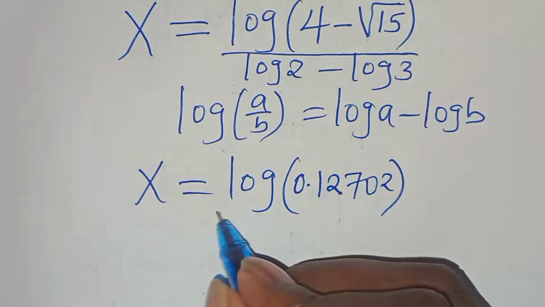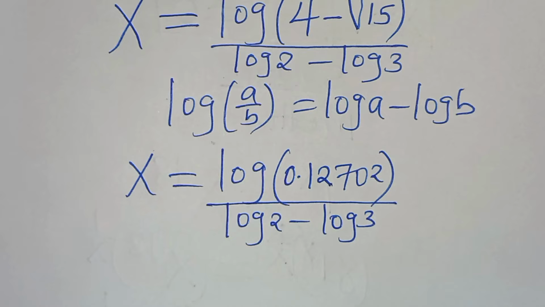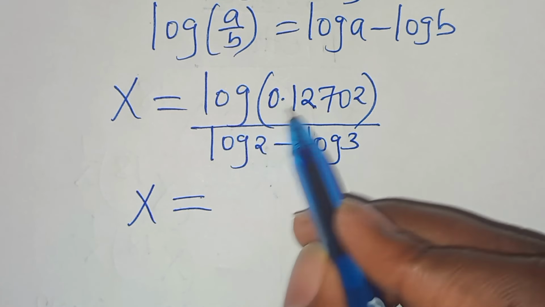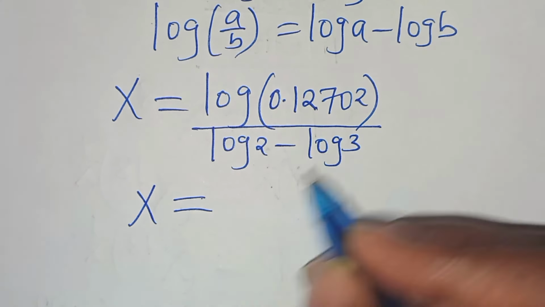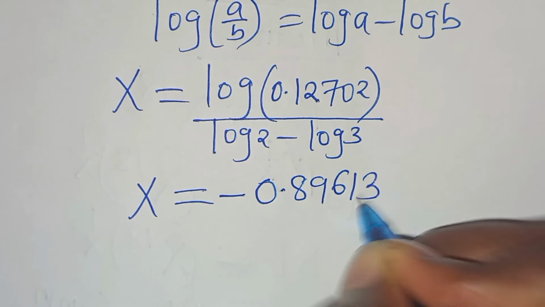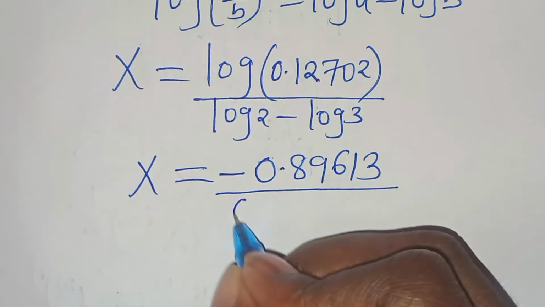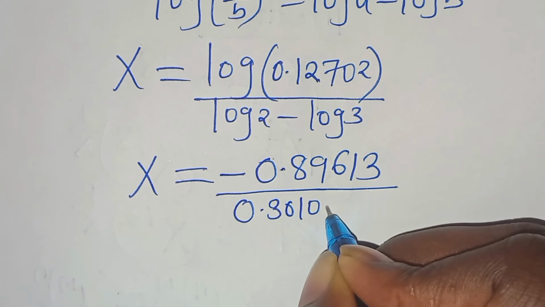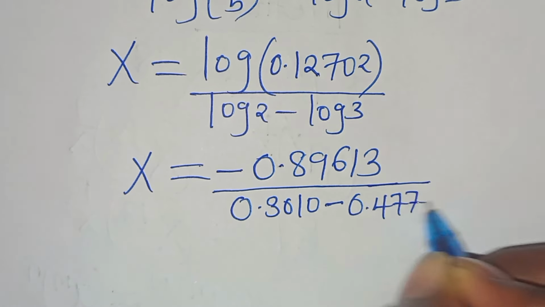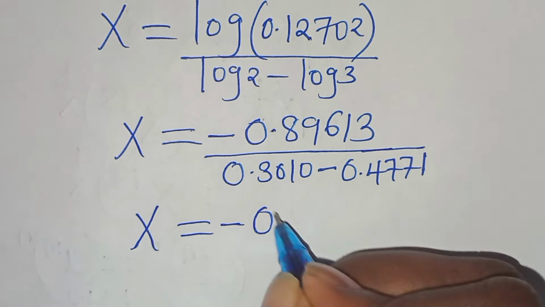This is the same thing as 0.12702 divided by log 2 minus log 3. So here x is equal to, now log 0.12702 is the same thing as minus 0.89613, then divided by log 2 minus log 3. Remember, this is 0.3010 subtract log 3, which is equal to 0.4771.